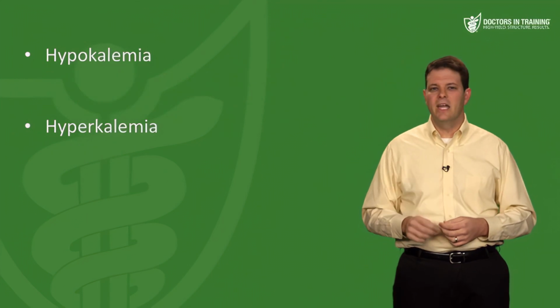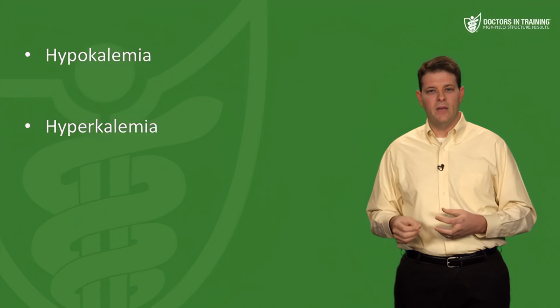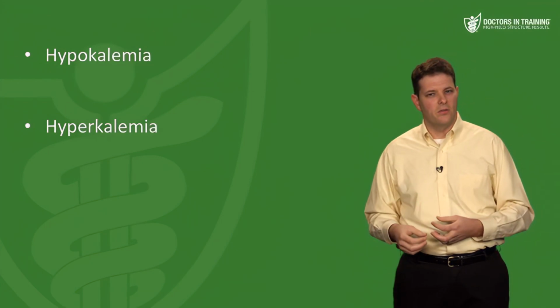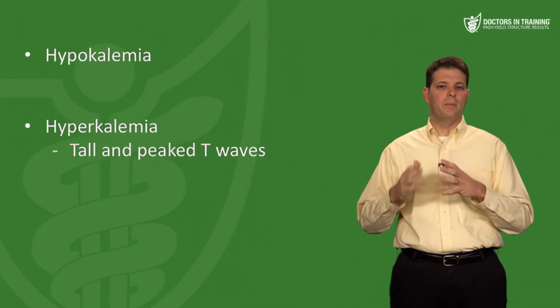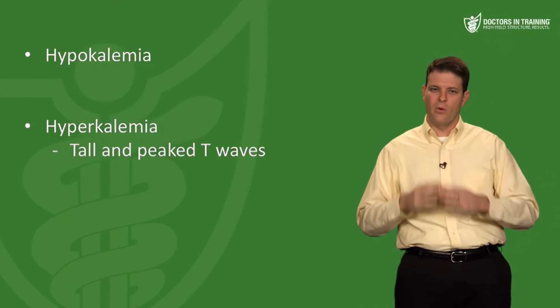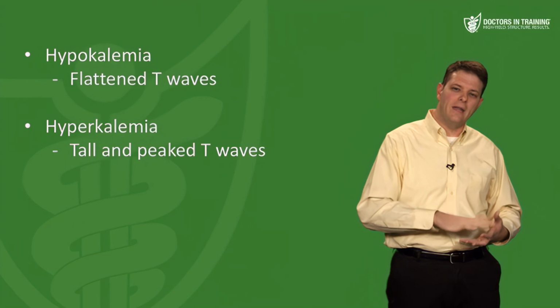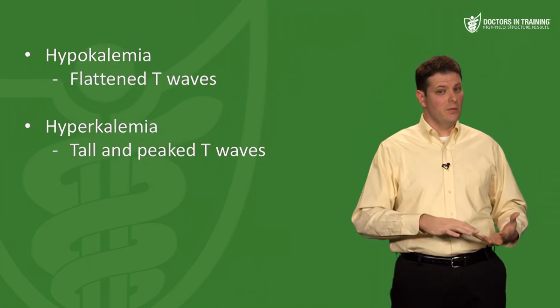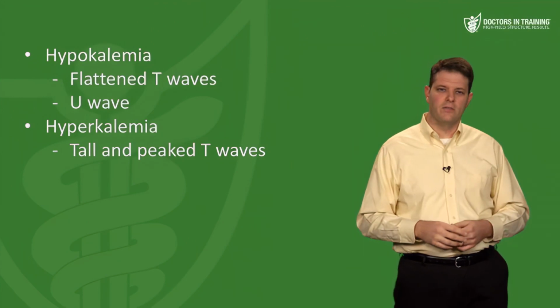But the classic EKG findings I want you to remember with hyper and hypokalemia are that the T waves tend to mirror the potassium levels. So if the potassium's high, T waves are going to be high. They're going to be tall and peaked. We say the T waves look sharp, like you wouldn't want to sit on them. They're just sharp and pointy. But if the potassium is low, then the T waves are somewhat flattened. And if the potassium is really, really low, you might see a prominent U wave, which is a wave that comes after the T wave.